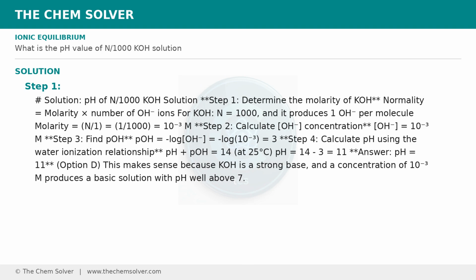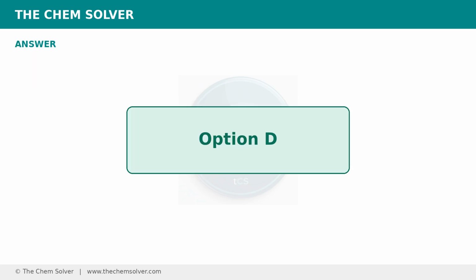Option D. This makes sense because KOH is a strong base, and a concentration of 10⁻³ M produces a basic solution with a pH well above 7. The answer is D.